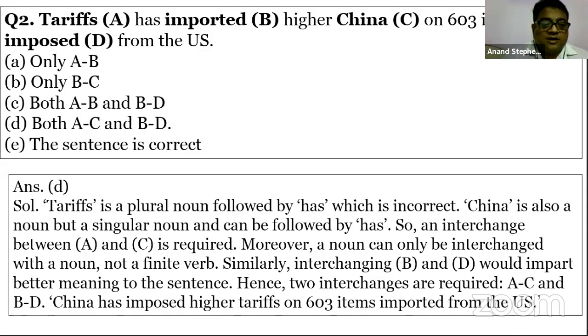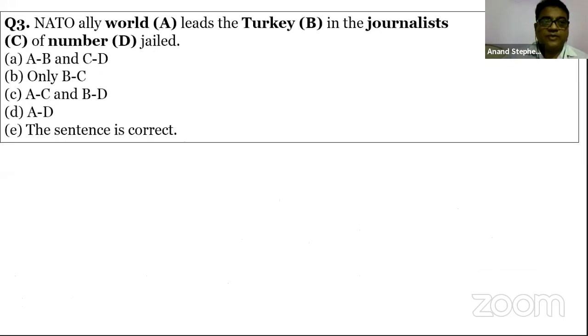So the correct sentence would be this: China has imposed higher tariffs on 603 items imported from US. So next is NATO ally world leads Turkey in the journalist of number J. The sentences appear to be weird. Words are wrongly arranged, conveying no meaning.